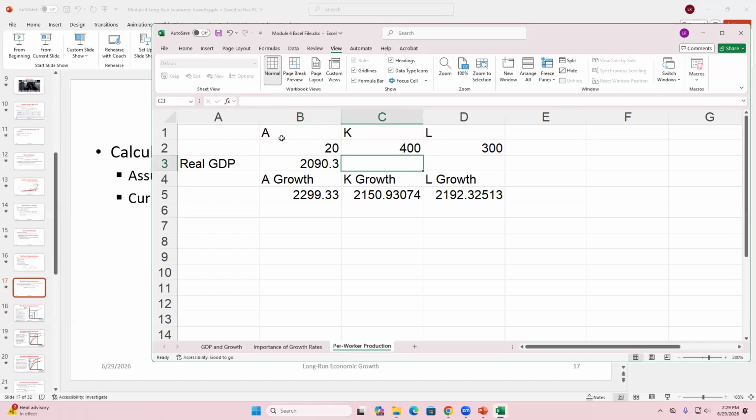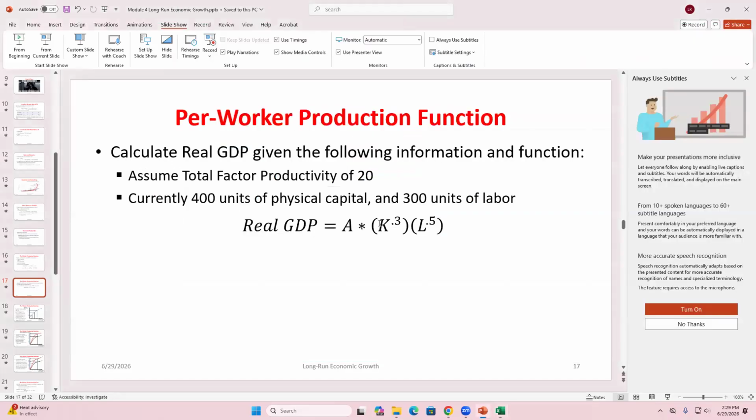Right? Now I could change these values. If I increase A, I get even more output than before. If I increase capital, I get more output than I was before, etc. So that's going to be how we make those calculations. It's just a matter of plugging in our current level of total factor productivity or technology and the amount of capital and labor that we currently have.